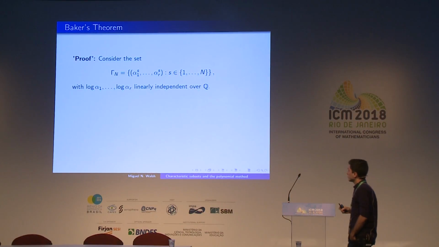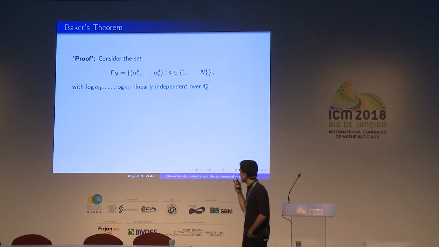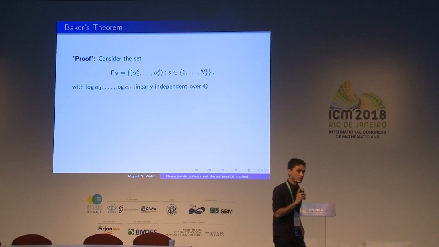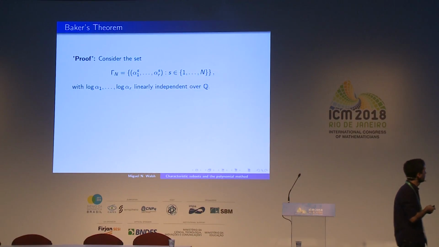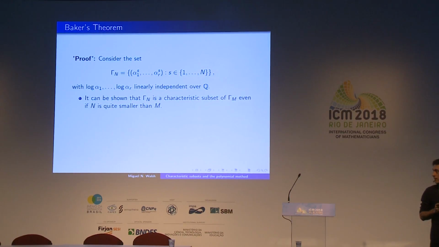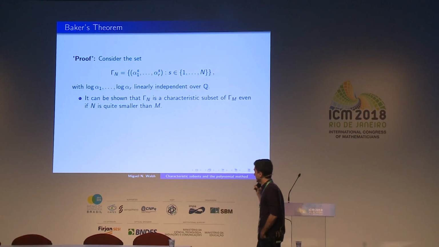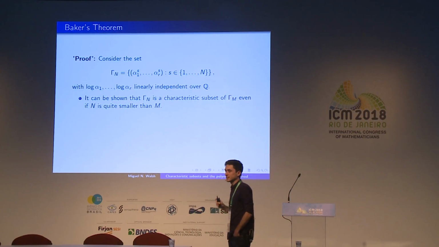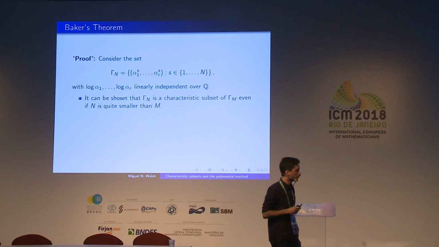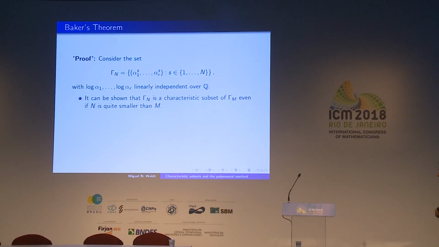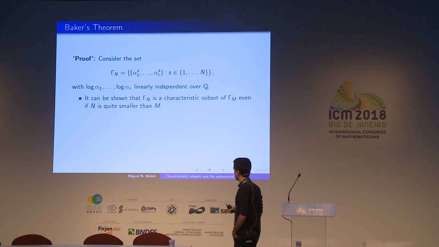In this case, what is used is in some way the fact that these are not arbitrary points, but algebraic numbers inside an analytic curve, so an extremely rigid set. So what can be shown is that in fact, even if you pick an n that is quite smaller than m, gamma sub n is a characteristic subset of gamma sub m. So Baker's first observation, although this was a work by many people, Baker found the final way to do this, but it can be shown that gamma sub n is a characteristic subset of gamma sub m, even if n is quite smaller than m.